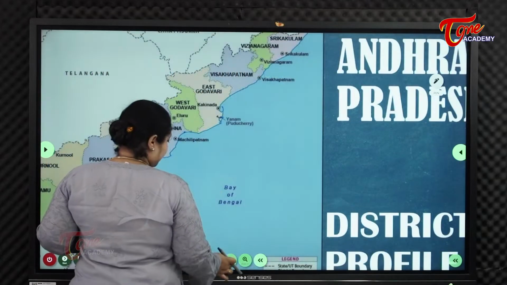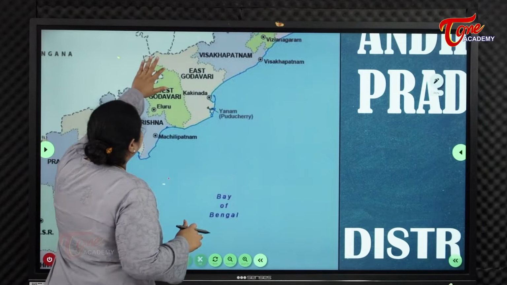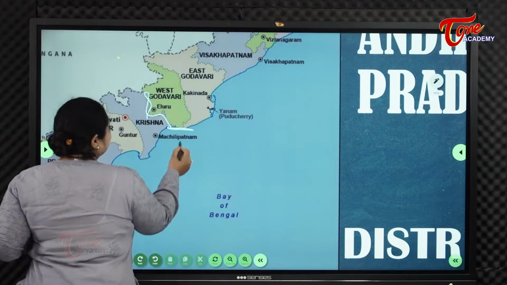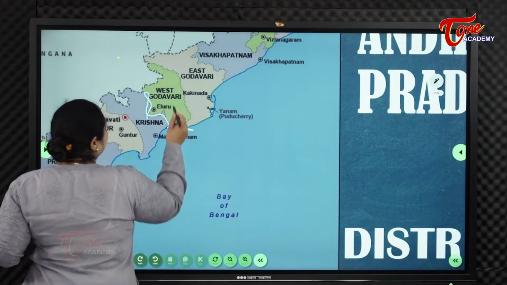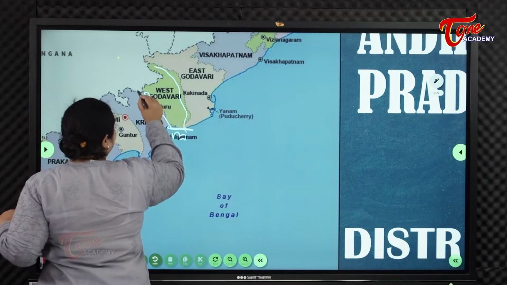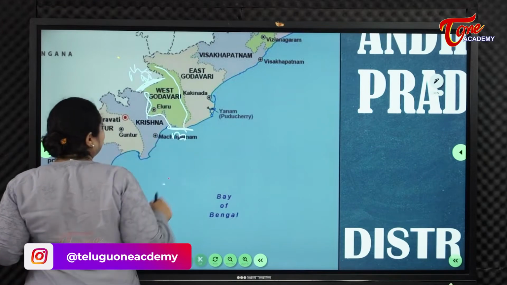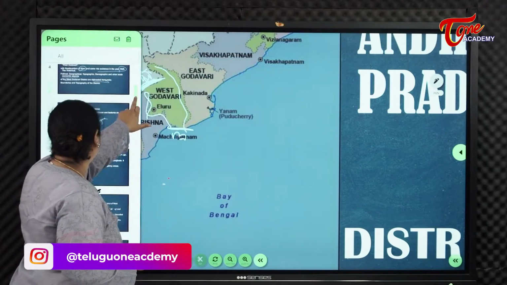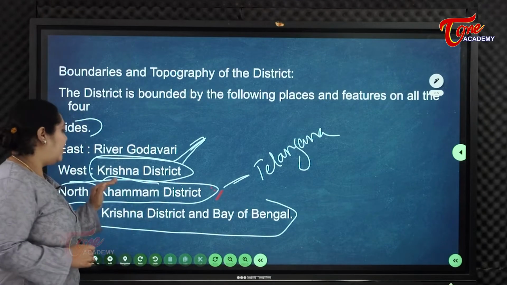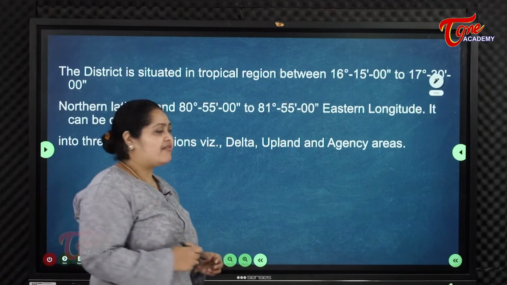If you see the West Godavari district, it is bordered in the south by Krishna and the Bay of Bengal, in the east by the Godavari river, in the north by Khammam of Telangana, in the south again by Krishna district and the Bay of Bengal, and in the west by Krishna district. These are the boundaries of West Godavari district.